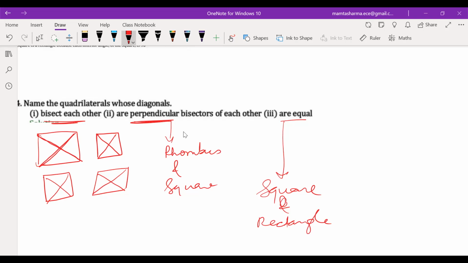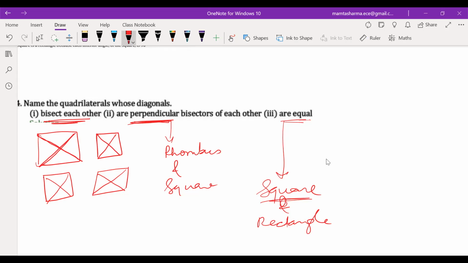For each, you have to tell the different answer. For all three properties, the answer will be square. For rhombus, diagonals are not equal. So square is the only quadrilateral which satisfies all three properties.